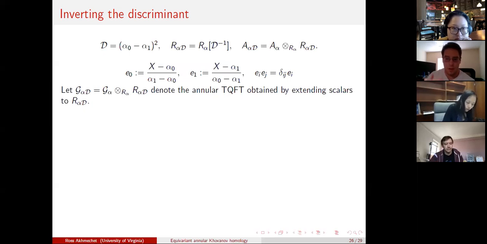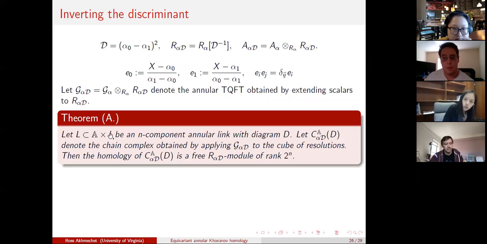Just extend scalars everywhere. You just have this D inverse. And the theorem is that the same thing happens. So if you take an n component annular link with some diagram D, and you let this denote the chain complex that you get by applying G alpha D to cubic resolutions, then its homology is again free over R alpha D of rank 2 to the n, the number of components.